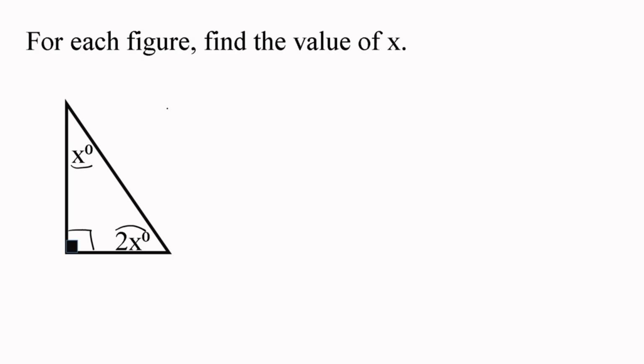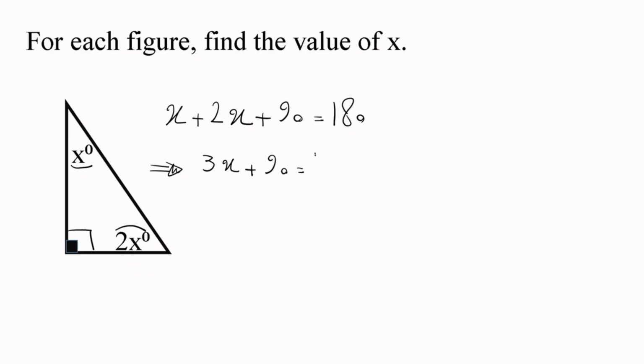Okay, I'm going to do that. x plus 2x, this is this angle, 2x is this angle, plus 90, because we have a right angle, is going to be equal to 180. Okay, we are going to simplify the first side. What are we going to have? We are going to have 3x plus 90 is going to be equal to 180. Okay, we are going to solve it based on inverse operation.